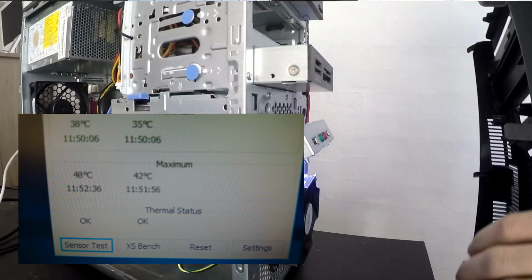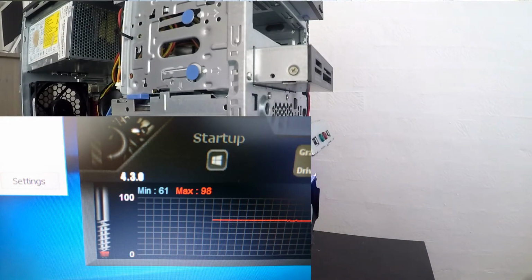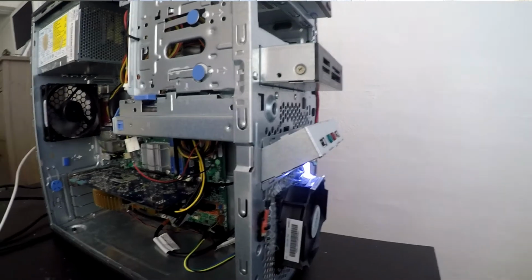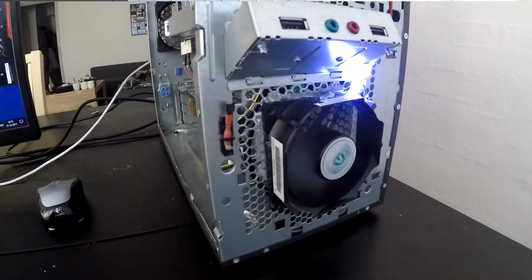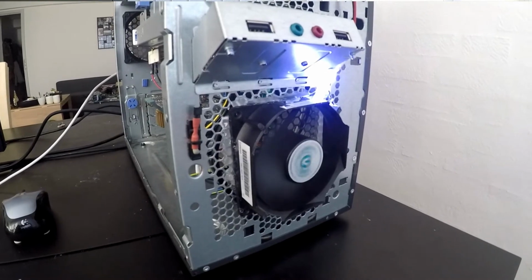The CPU maximum temperature had fallen to 48 degrees Celsius. It's already a good improvement, and our GPU maximum temperature had fallen to 98 degrees Celsius. This is still very, very high for a GPU, but it's an improvement nonetheless.